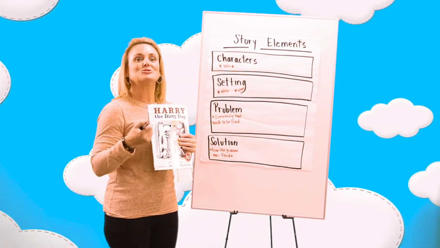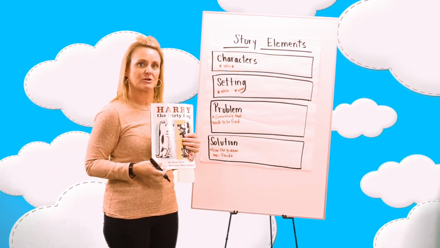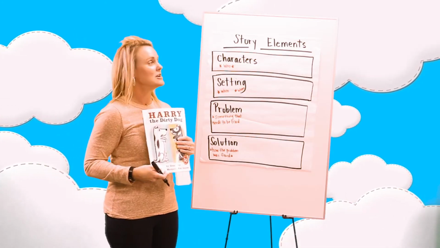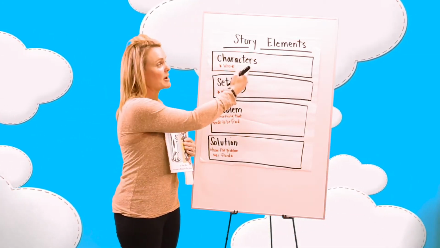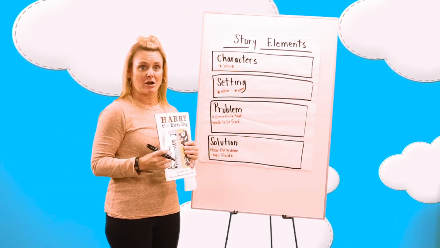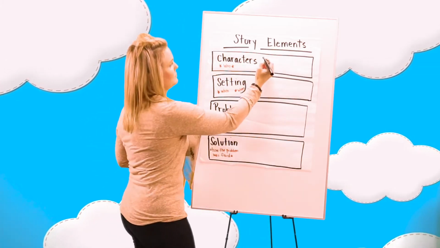Who is on every page? Who's doing all of the action? So in this book, who is our character? You're so smart. It is Harry. So now I want to add that is my character to my chart. So I'm going to write, the character is Harry. I'm going to write it here, but I want you to write it at home.